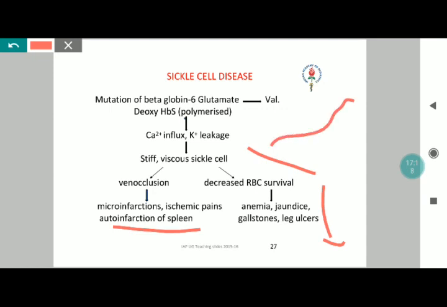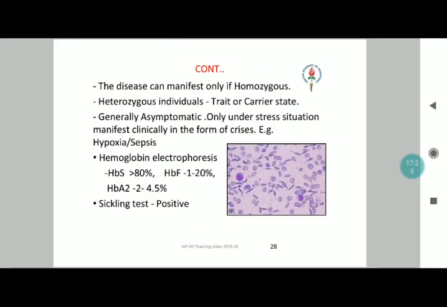Predominantly, the pathology is that the shape of the cell becomes sickled and the normal biconcave shape is lost in the sickle cell. Important to note, sickle cell being autosomal recessive can only manifest if homozygous. X-linked recessive, I correct myself. Only if X-linked recessive, it can present if it is homozygous. Heterozygous individuals remain either as trait or carrier, and these individuals generally remain asymptomatic, and it only manifests under a severe stress situation, which can manifest clinically either in the form of crisis or hypoxia or sepsis, etc.